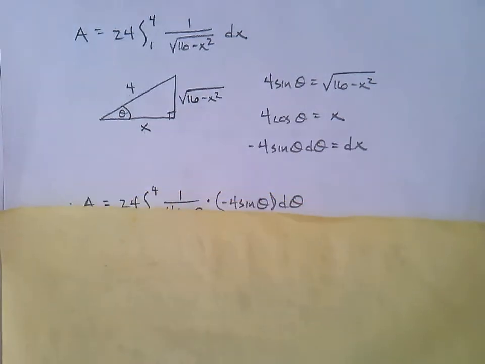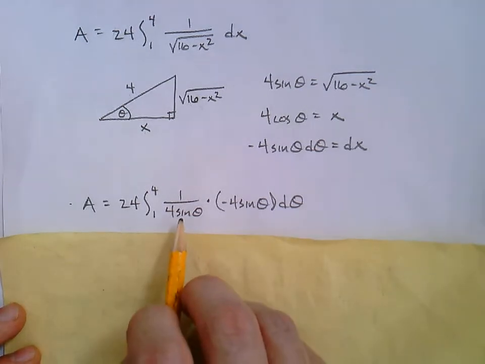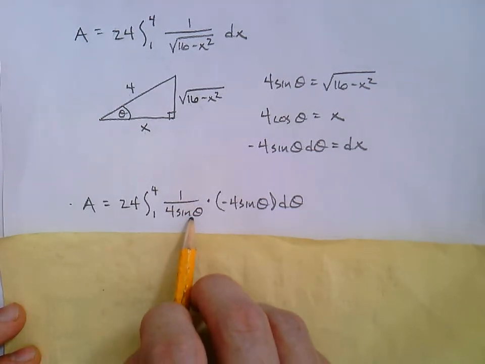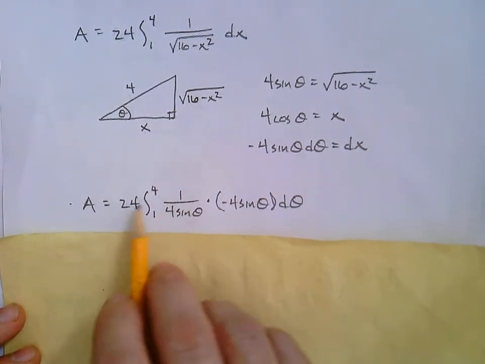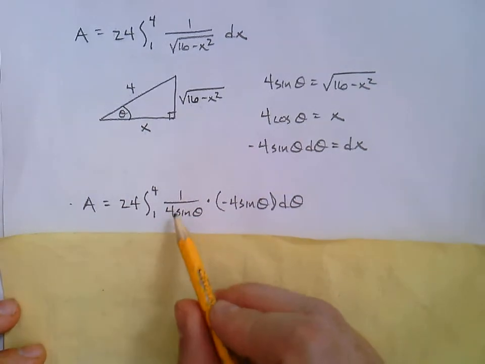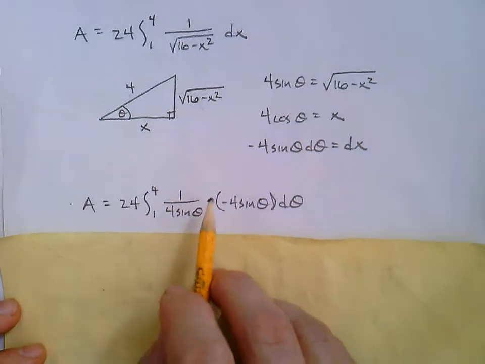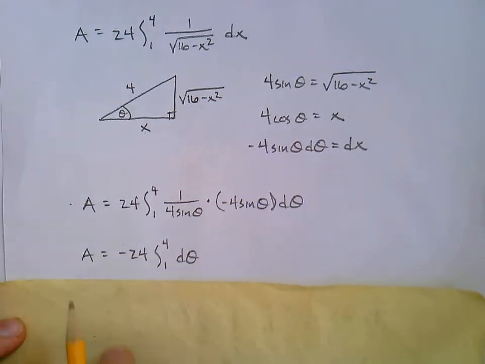Okay, plugging those in, this one's actually going to come out pretty clean. So the denominator is 4 sine theta, and the dx is negative 4 sine theta d theta, with all the other stuff there. This is great because look at all that amazing cancellation, and we'll go ahead and pull the negative all the way out in front. All we have is area equals negative 24 integral from 1 to 4 d theta.